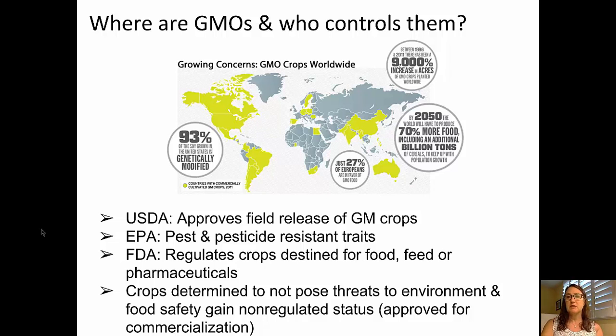Some interesting facts up here in the top diagram. 27% of Europeans are in favor of GM food. And we have, between the year 1996 and 2011, increased by 9,000% the number of acres of GM crops planted globally. So big increase there.